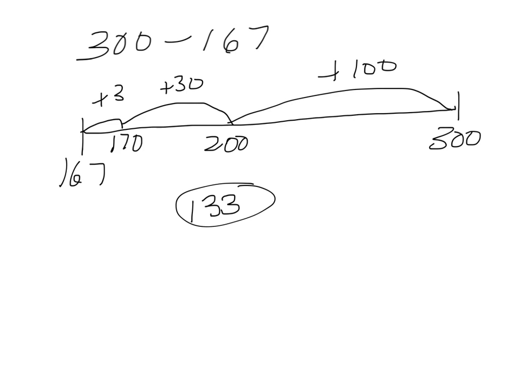For this, I jumped 3 to get to a quick and easy number, 170. Then I jumped 30 more to get to 200, and then another 100 to get to 300. Again, there are many ways you could have done this, but in the end, all of the jumps needed to total up to 133.